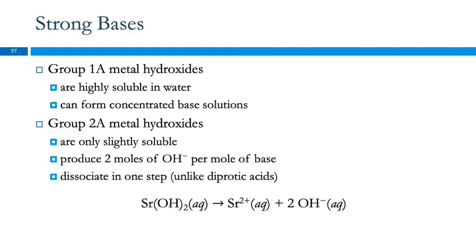So I always get ahead of myself. The group 1A metal hydroxides are highly soluble, so we can form concentrated base solutions, and that's helpful. The group 2A metal hydroxides are also used, but they are limited because they're only slightly soluble. So you can't make very strong solutions of them, but they do produce 2 moles of hydroxide per mole of base.